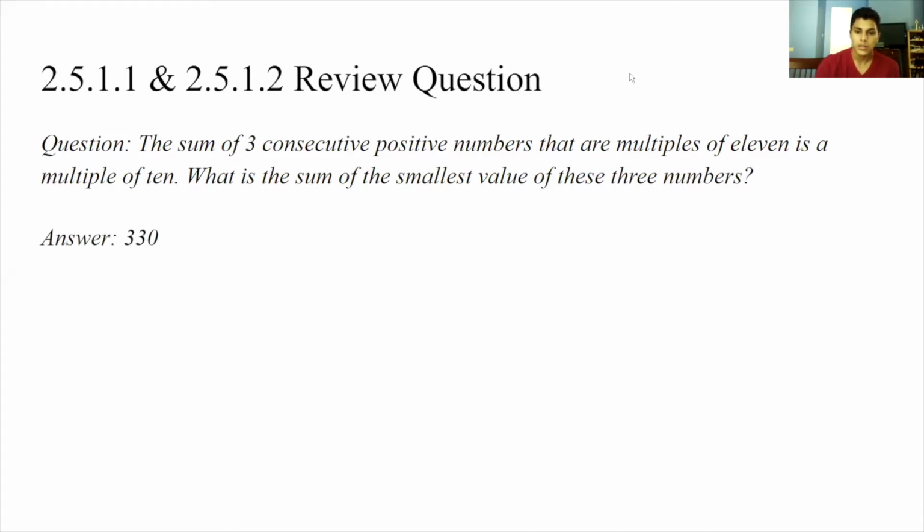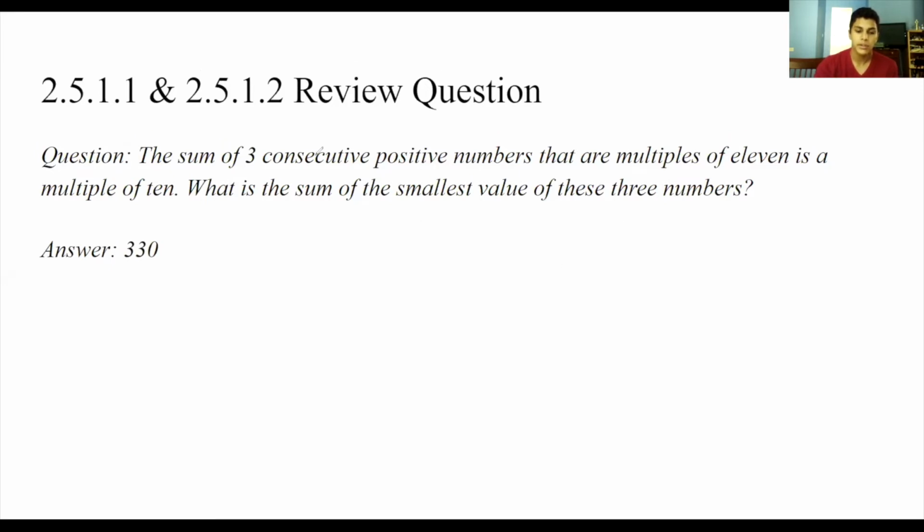Okay, so this is a little bit more of a difficult question because we're still dealing with an arithmetic sequence here, but you don't actually get the sum as a value. It just tells you that the sum of the positive numbers that are multiples of 11 is a multiple of 10. So the arithmetic sequence that we're dealing with here is one that increases by 11 each time, because it says 3 consecutive positive numbers that are multiples of 11.